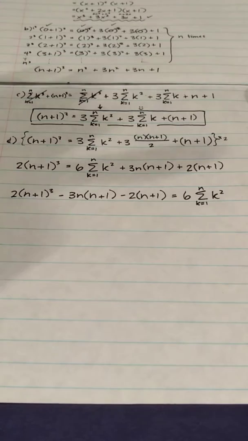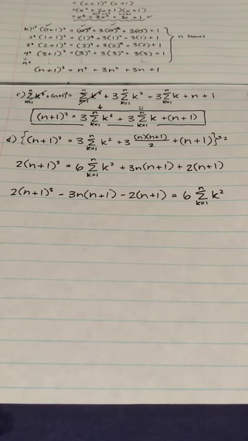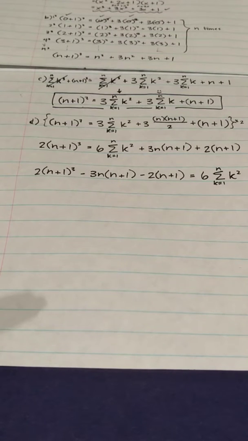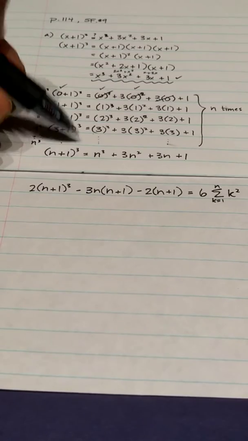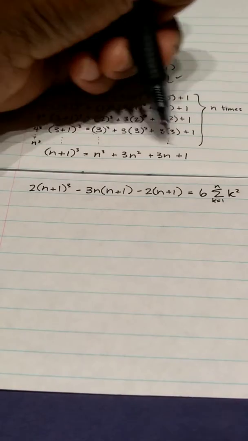And that is equal to 6 times our holy grail summation. This lovely polynomial on the side, because I feel like we can do some canceling out. I see some things that we might be able to clean up a bit.